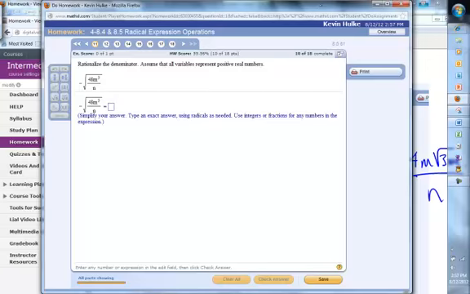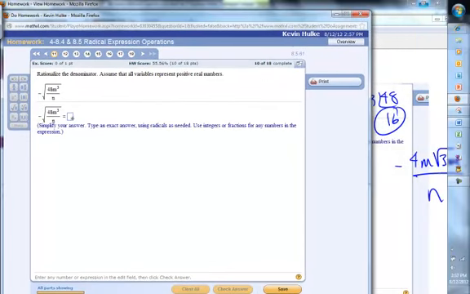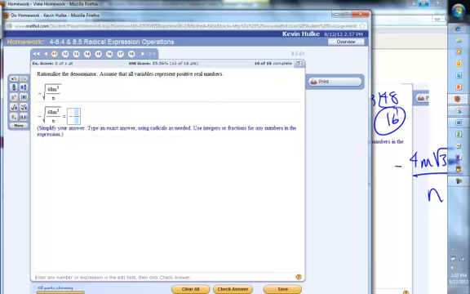So our answer is negative fraction key 4m root 3mn over n.